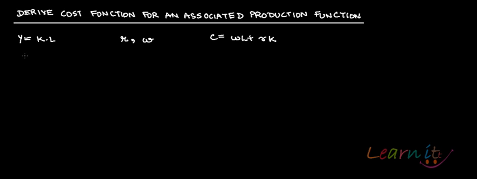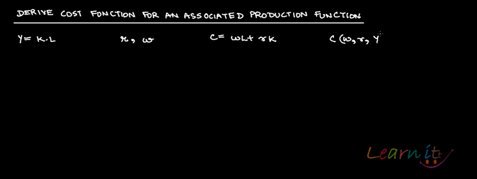You have to derive the cost function for an associated production function. For example, you have this Cobb-Douglas production function, y is equal to KL. The unit price of capital is R and the unit price of labor is W. The cost function is WL plus RK. Now we have to get the cost function in terms of W, R and Y.